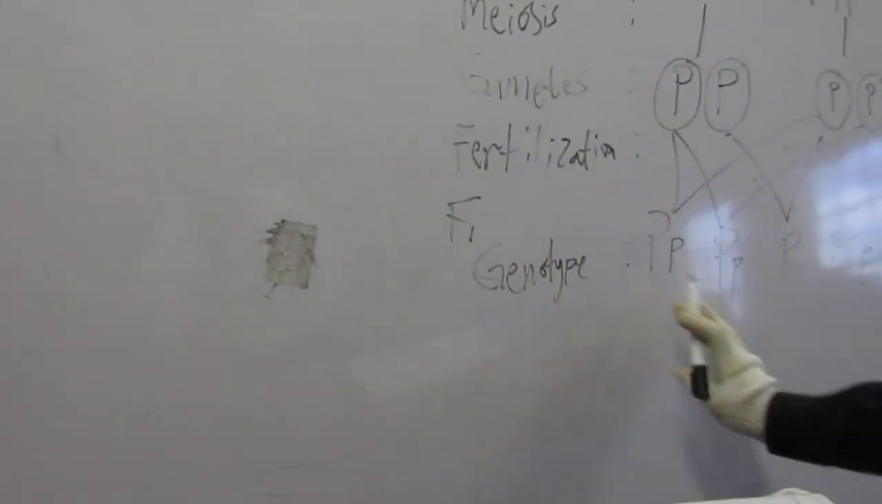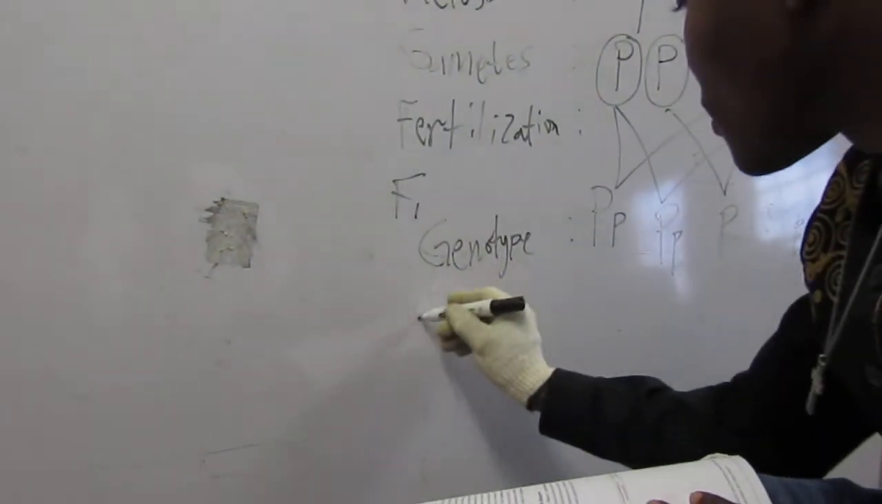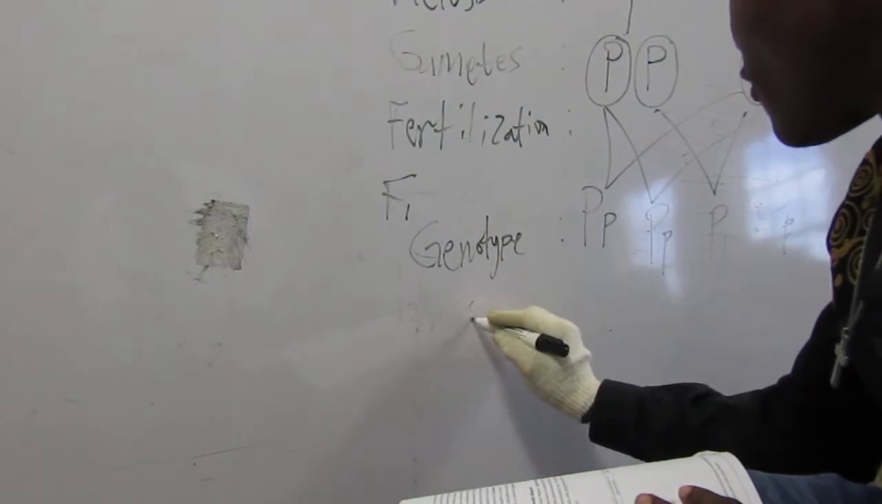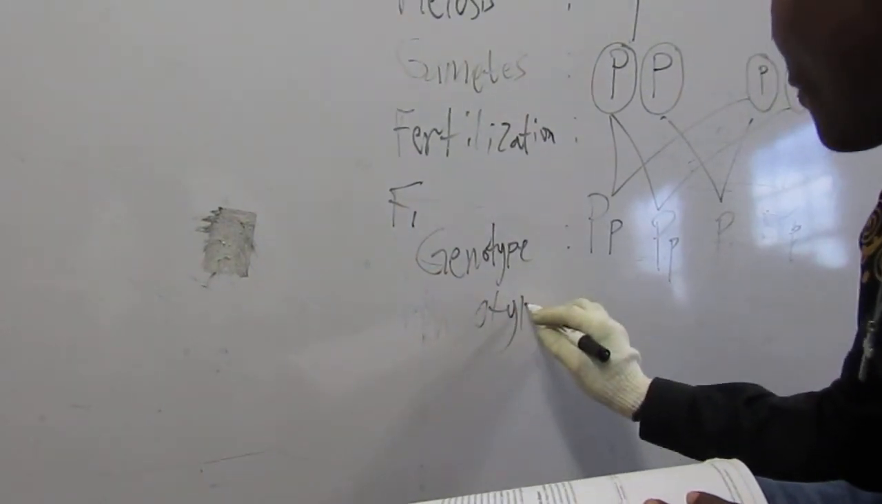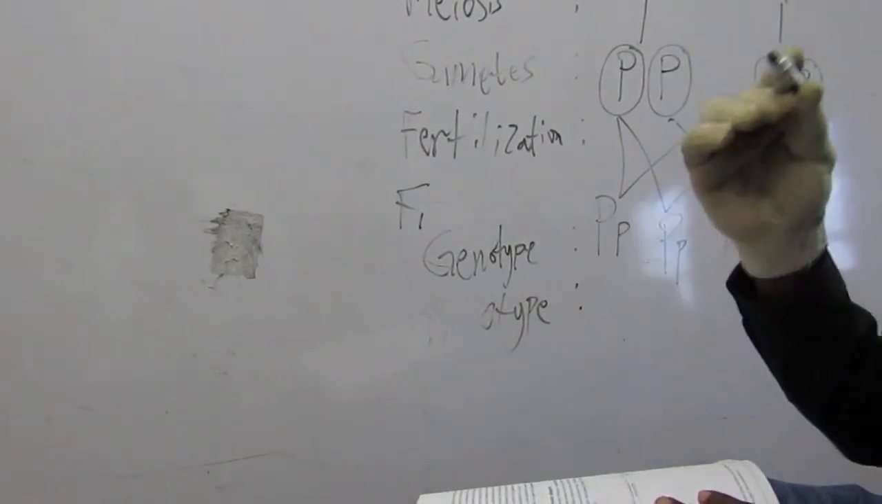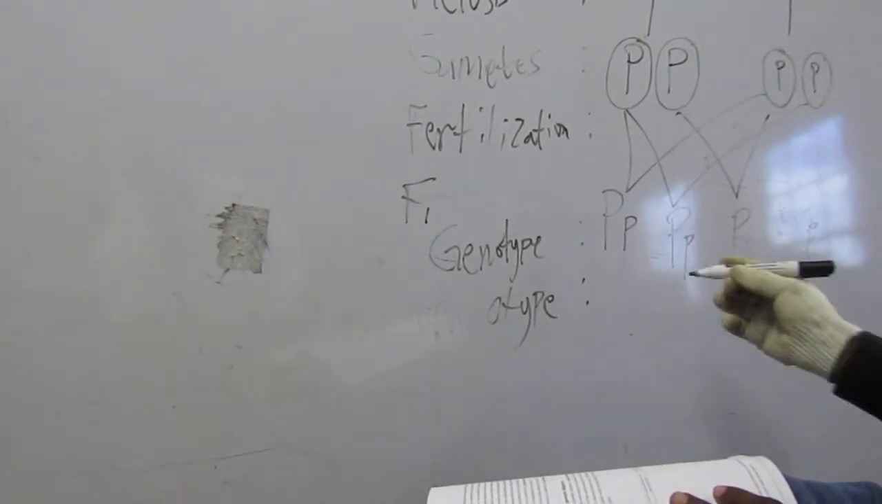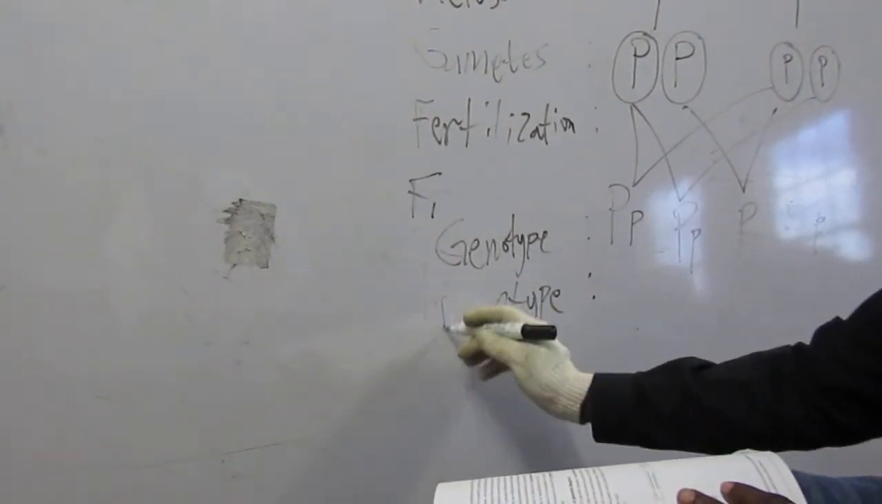These ones. These are your offsprings. Now after you have your genotype, you're going to have your phenotype. Phenotype for this F1 generation. Now we have the phenotype of the offsprings. Okay. Now this is your phenotype.